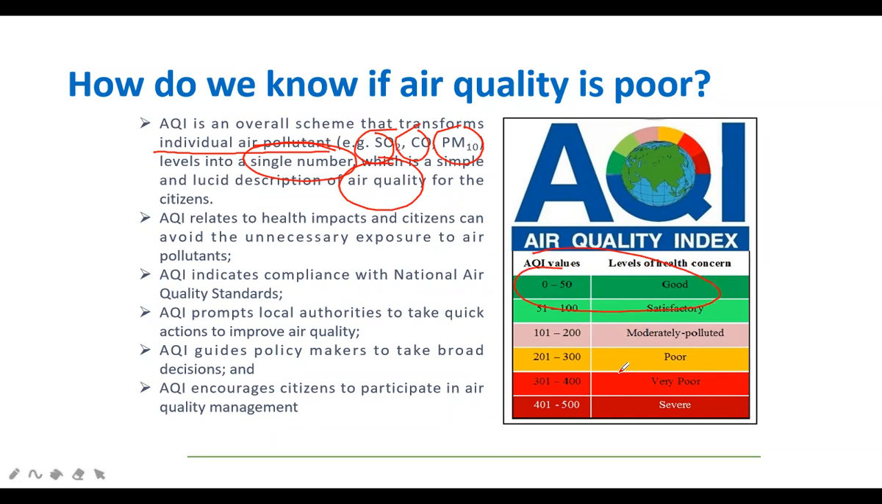And if you see your mobile phone, you can really tell me, I think there's rarely anybody in the class who can say that my air quality index is coming good. Either it's coming poor or it's coming very poor. It's very much dangerous, bache. It's too much dangerous. So AQI relates to health impacts and citizens can avoid unnecessary exposure to air pollutants. So it's like a prompt call for the citizens and authorities to take quick actions.